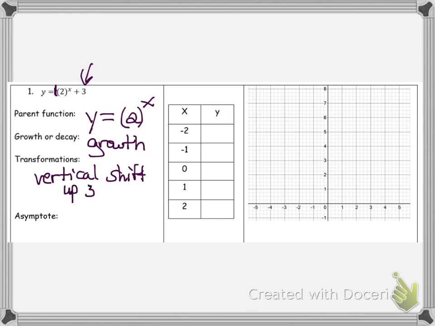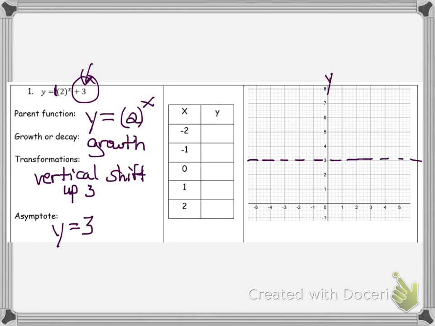And then it says to find the asymptote. Remember, your asymptote is whatever that last number is, and you always set it equal to y. So therefore, my asymptote would be y equals 3. And I'm going to show you what that looks like on the graph. Go to your y-axis and draw a dotted line through the number 3.